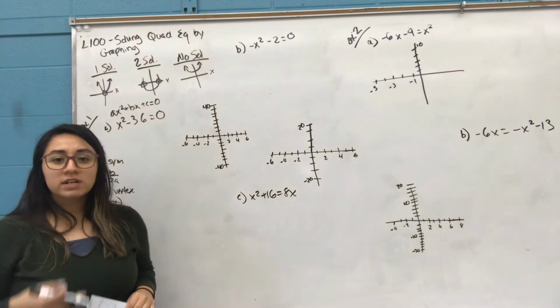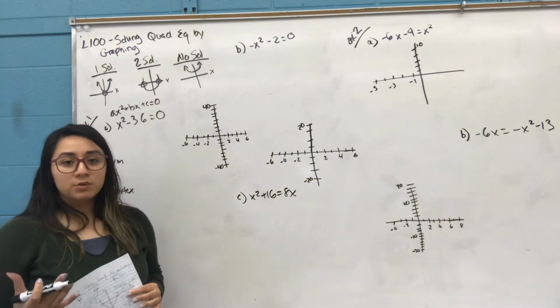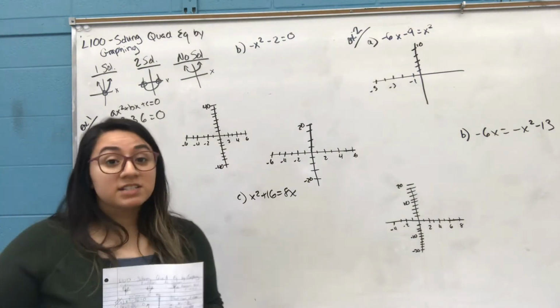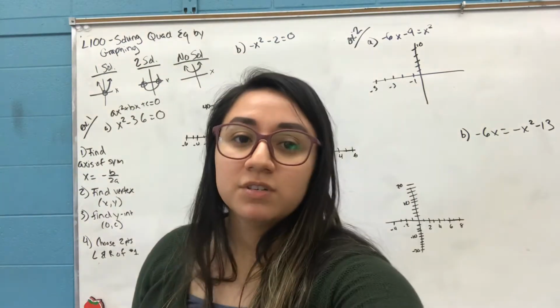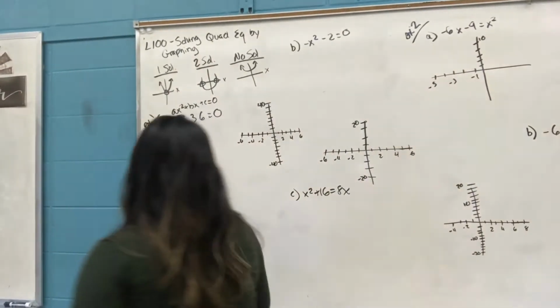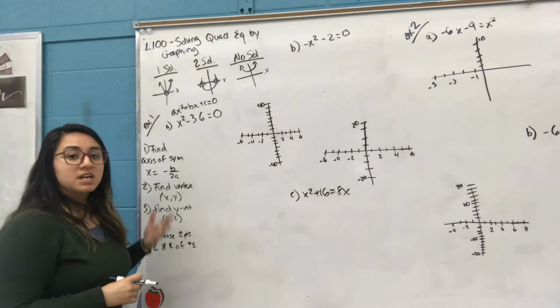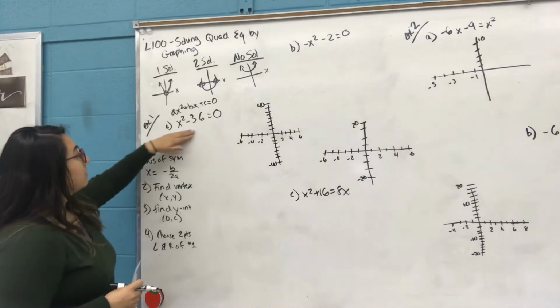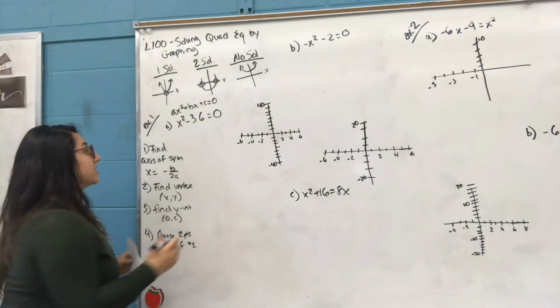What I'm asking for your homework is to simply write down what the roots are and what x is. So either one solution, two solutions, or zero. Let's look at the first one. So we're going to learn how to graph it. This is review. First thing you do, we have this equation here. We always find the axis of symmetry.